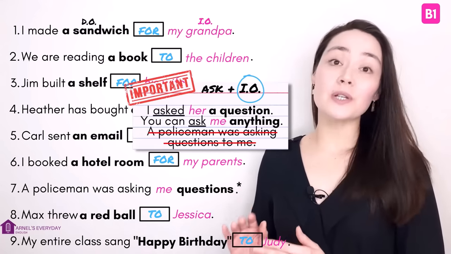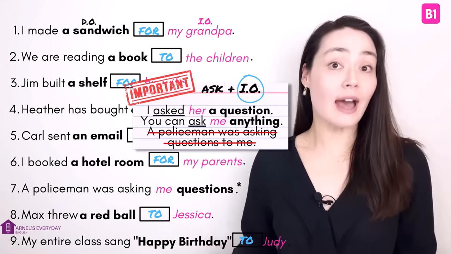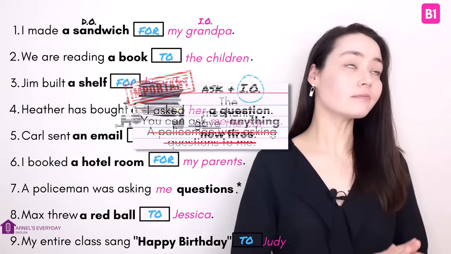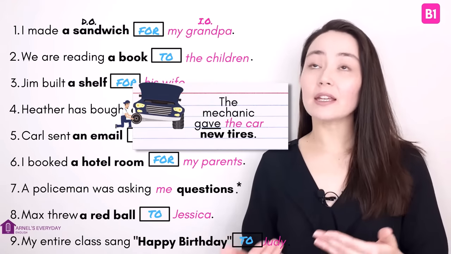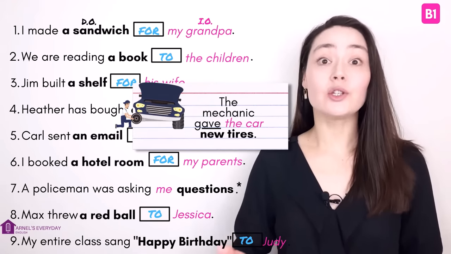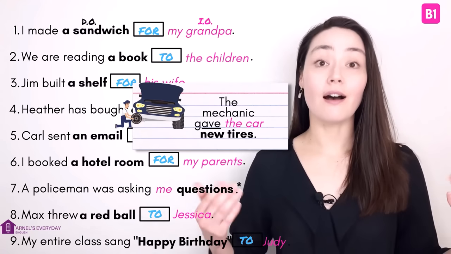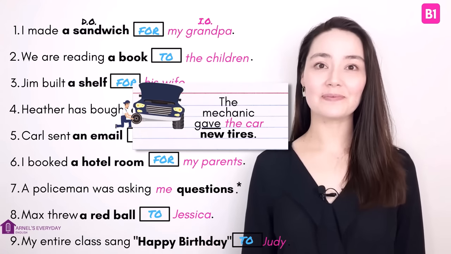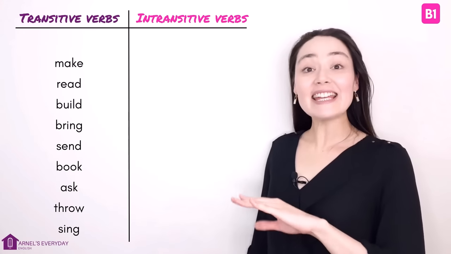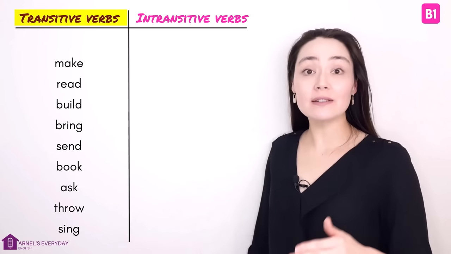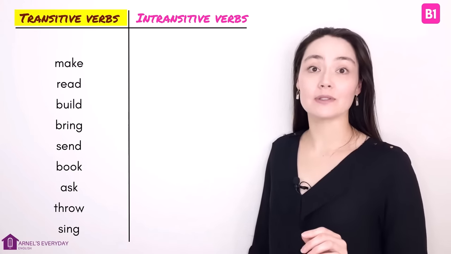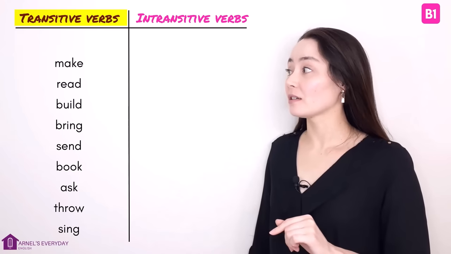The indirect object is normally a person, but it doesn't have to be a person. The mechanic gave the car new tires. The car is my indirect object, and it's a thing. In this lesson, I've used transitive verbs for all of my examples. You can see them there.